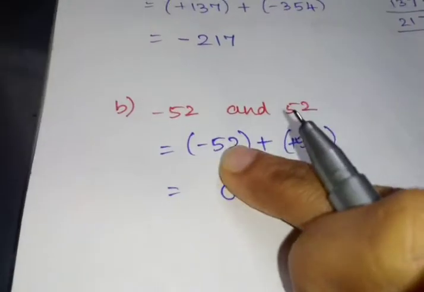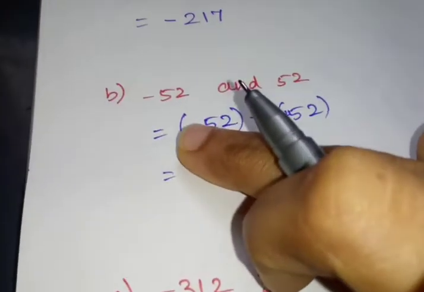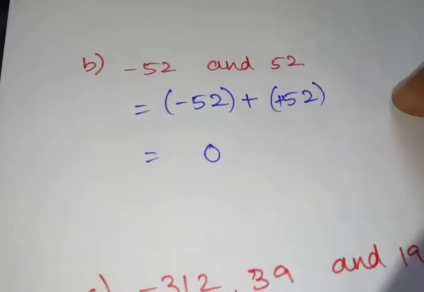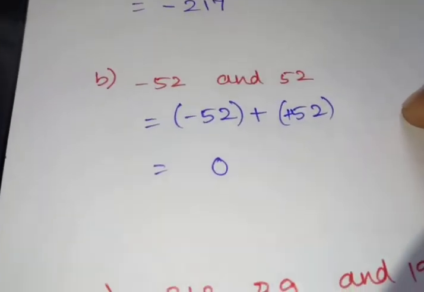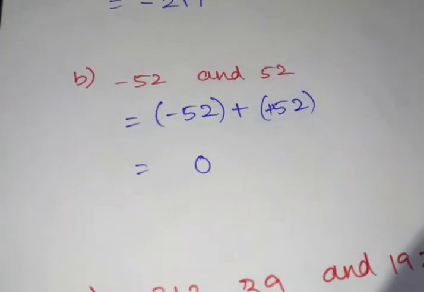See, they have different signs. Minus 52 is there, plus 52 is there. So both are different signs. So what will you do? You will subtract it. 52 minus 52 is 0. So the answer is 0.